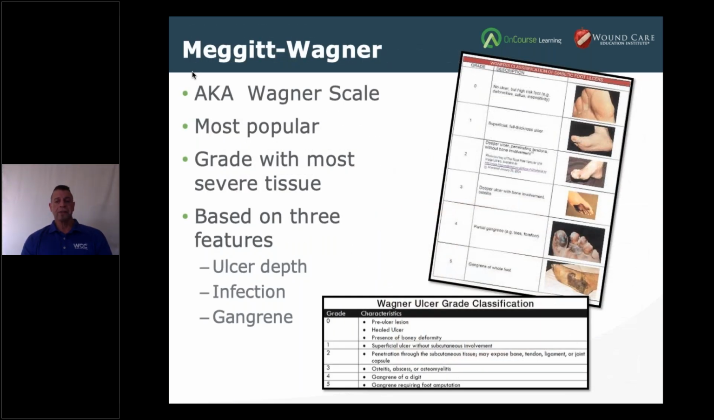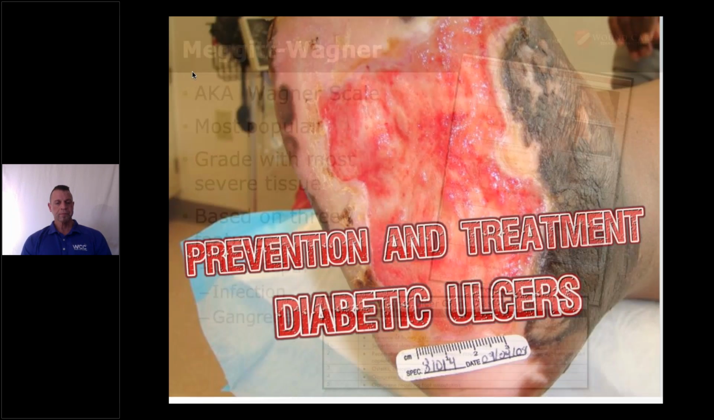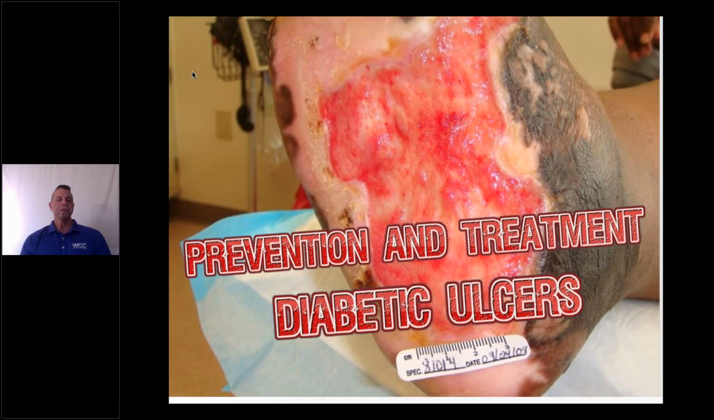Now, the Meggitt-Wagner, as I said, is the most commonly used one out there. It's also known as simply just the Wagner scale. The grading of it is simply based on the most severe level of tissue that is involved and damaged, and it looks at three features: the depth of the wound, is there infection, or worse, gangrene. So that now brings us to talking about prevention and treatment of diabetic ulcers.